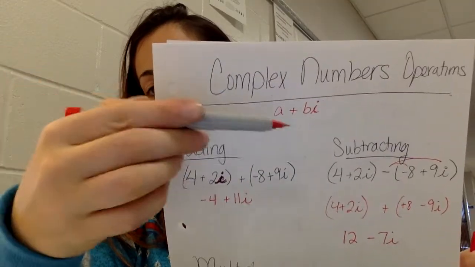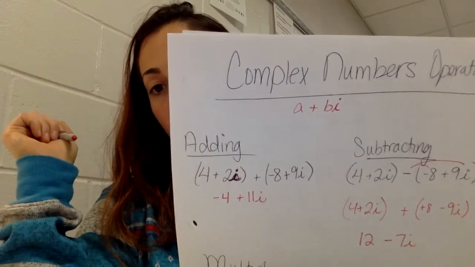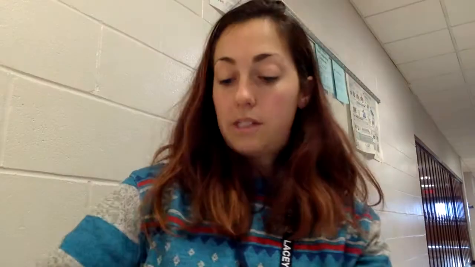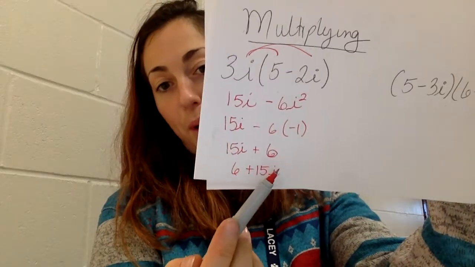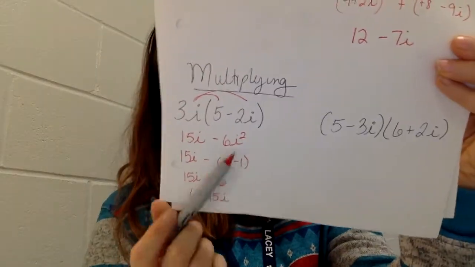But you have to check, is that in a plus bi form? I need my i second. So I've got to switch it to 6 plus 15i. And that is in the right form. Okay? Over here, it's slightly more challenging, but it does simplify out to look the same.